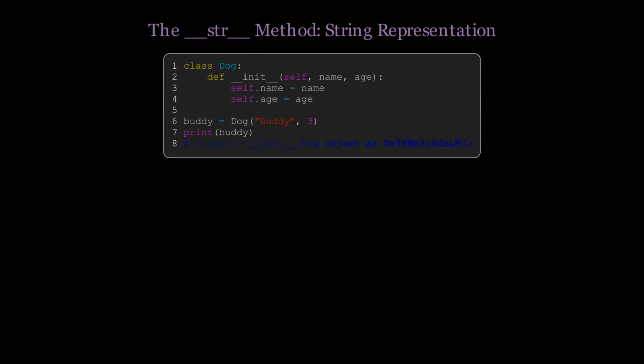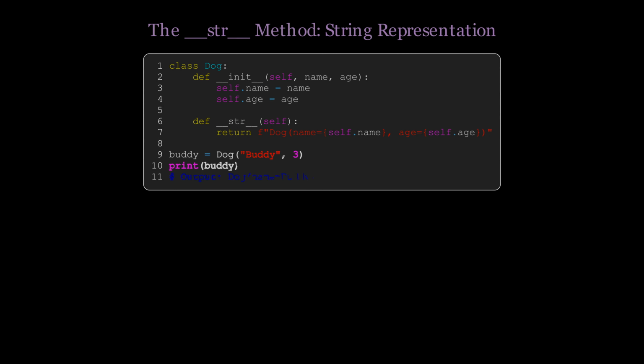Without __str__, printing a dog object shows an ugly memory address. This isn't helpful. Users can't understand what the object represents just by looking at it. With __str__, we define exactly how the object should appear. Now printing Buddy shows a clear, readable representation with the dog's name and age. This makes debugging easier and provides better user experience. Always implement __str__ for your classes.